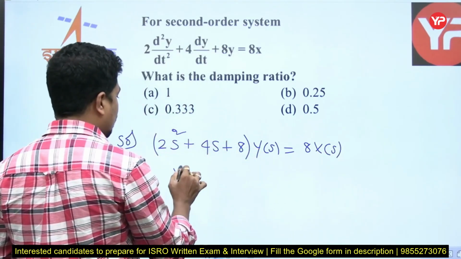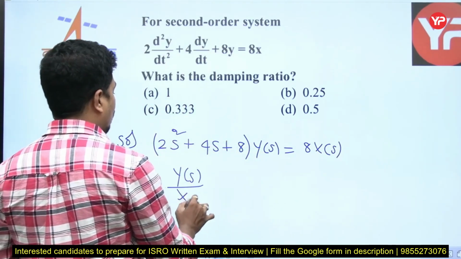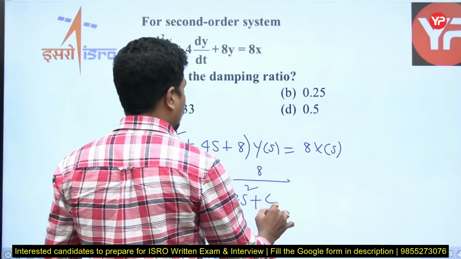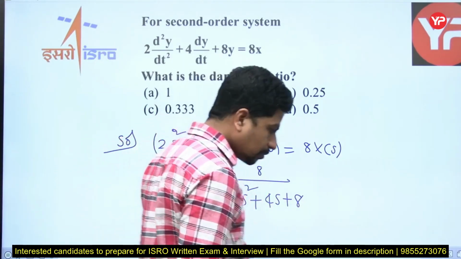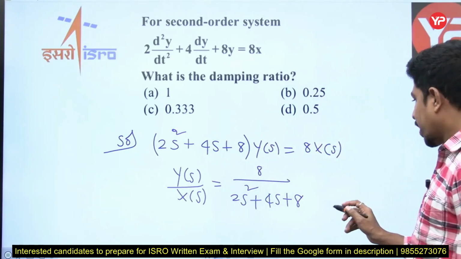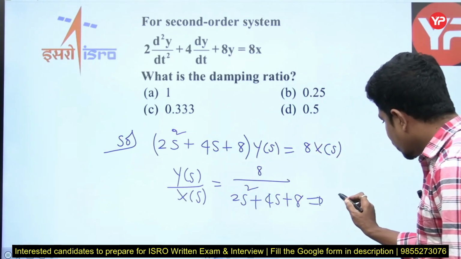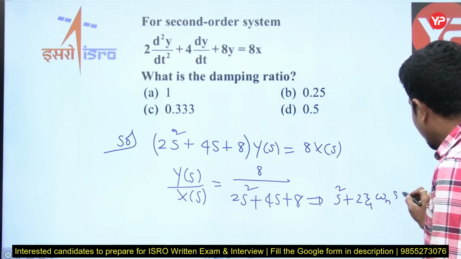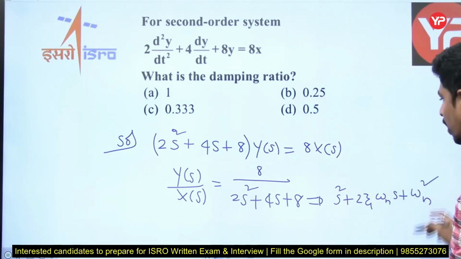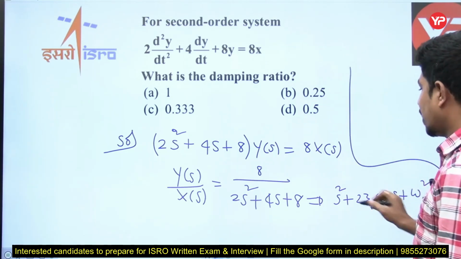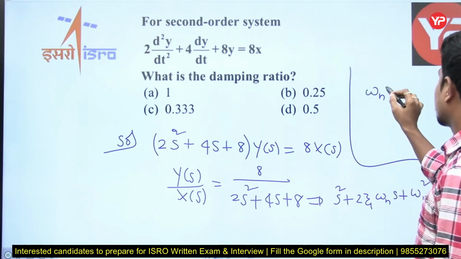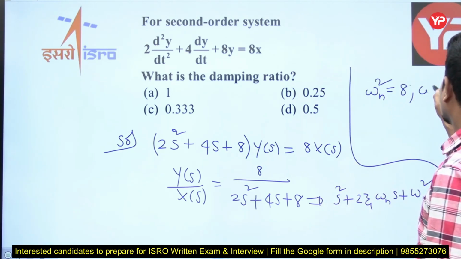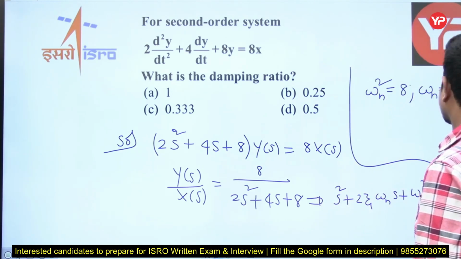Transfer function is nothing but Y(s) by X(s), that is 8 divided by 2s square plus 4s plus 8. Now compare this one with the standard equation. What is the standard equation? s square plus 2 zeta omega n s plus omega n square. Compare with this one, you get omega n square is equal to 8. From this one, omega n is equal to root 8.